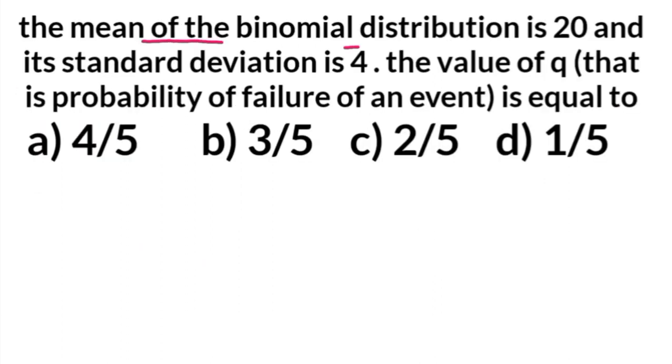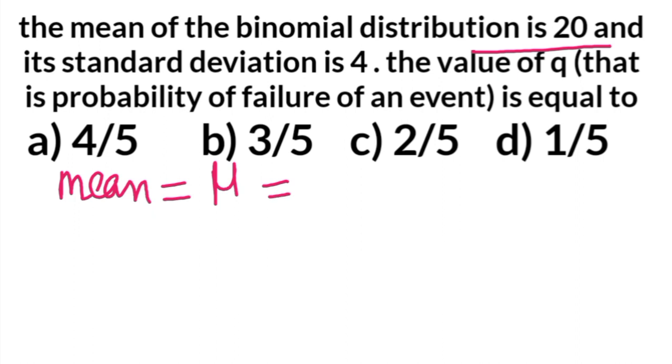The mean of the binomial distribution is given as 20 and its standard deviation is 4. The value of q, that is, the probability of failure of an event, is equal to: the options are 4 by 5, 3 by 5, 2 by 5 or 1 by 5. First of all, we are given the mean of the binomial distribution, and we know that the mean of the binomial distribution, denoted by mu, is equal to n into p, where p is the probability of success.